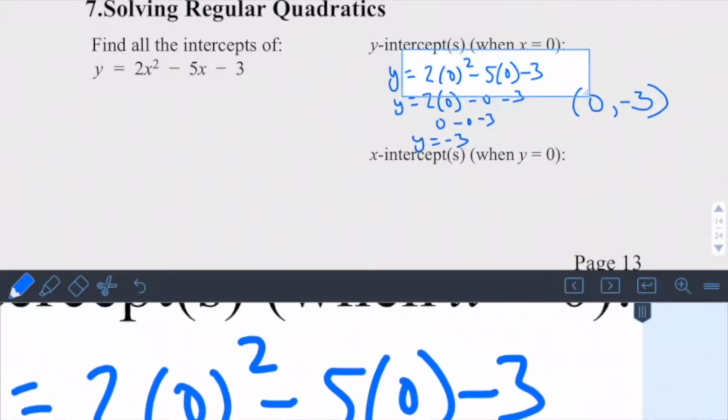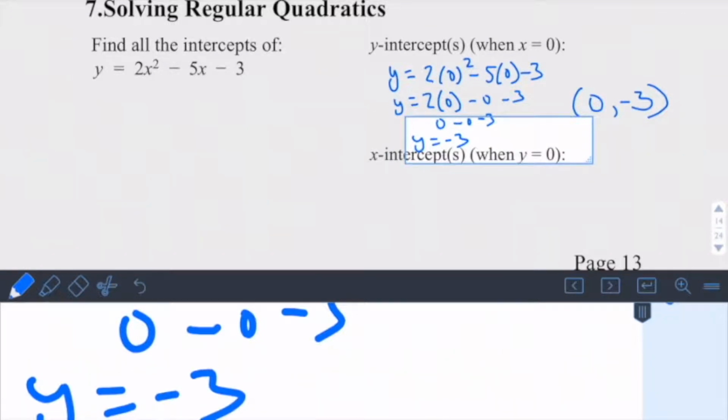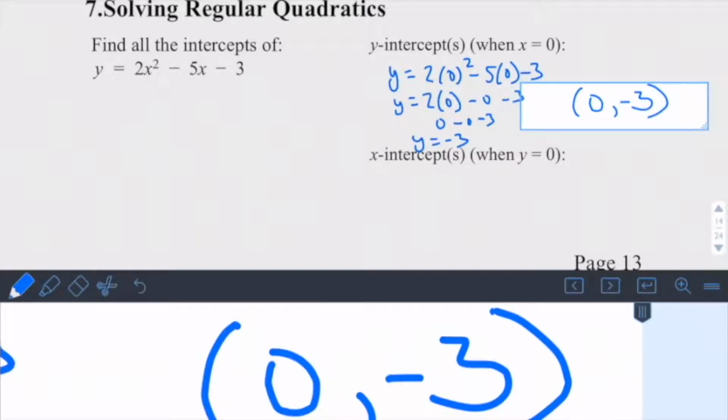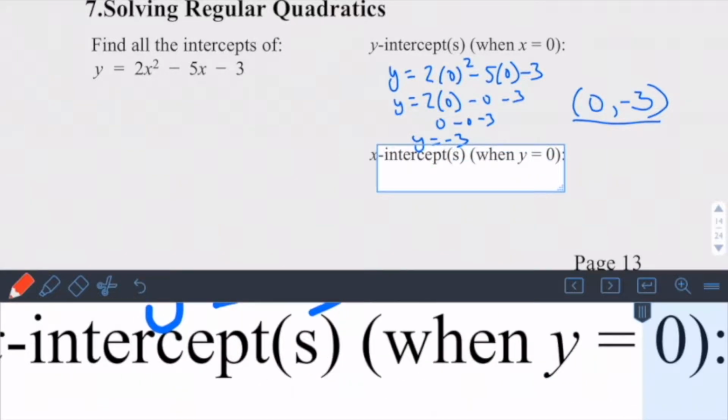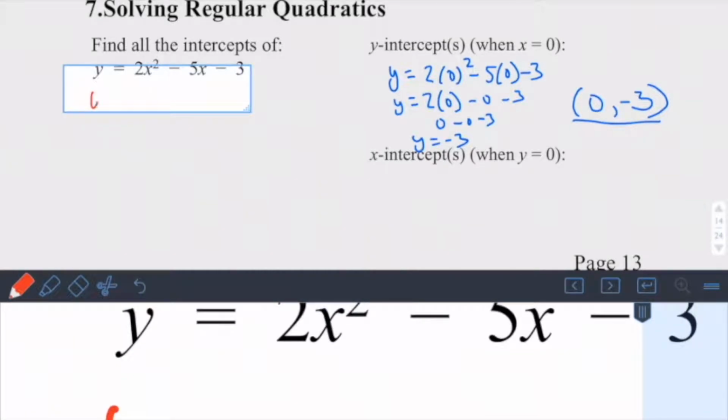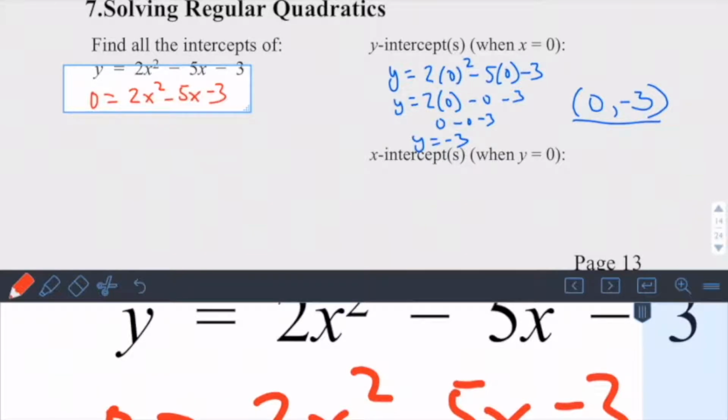Okay, if you see some of those shortcuts, go ahead and take them, but show me that plug it in. Make sure you write it as a point. Then when I find my x-intercepts, that means y equals 0. So if I make y 0, I get 2x squared minus 5x minus 3.